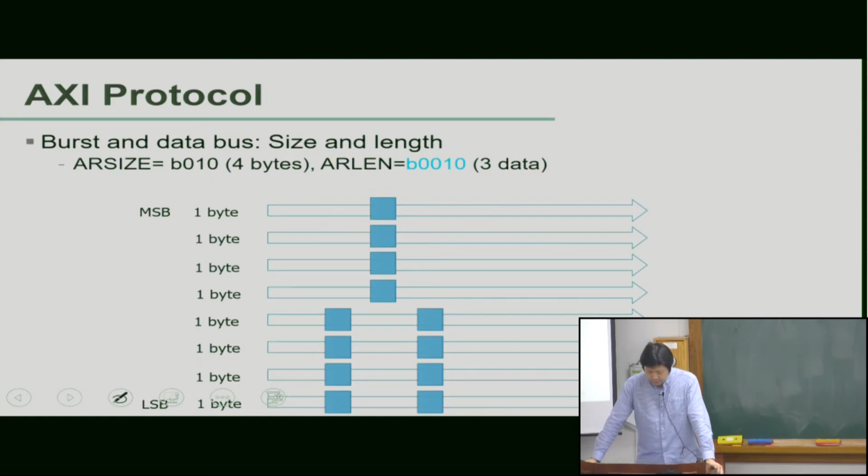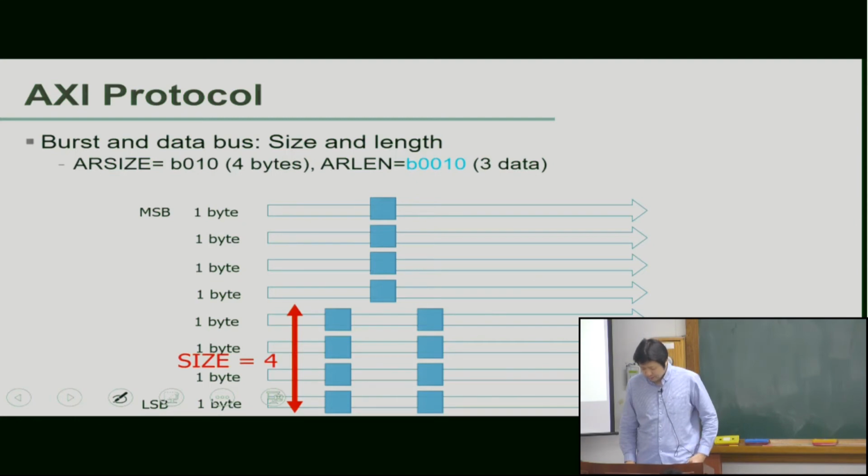Likewise, if you send or receive 3 pieces of data, where the burst size is 4, then the first transfer will be made on the LSB part of the bus, the second on the MSB part of the bus, and the third again on the LSB part of the bus. So size is 4, and length is 3.